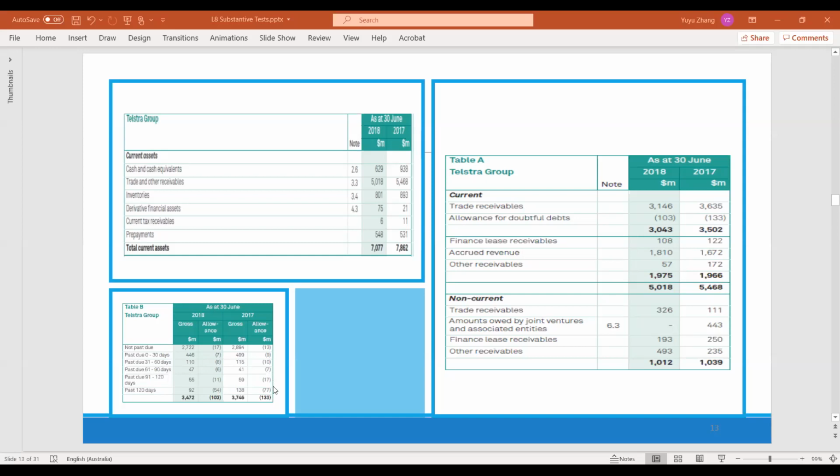54 on 92 versus 77 on 138. What's that? It's about 60%. It seems about 60% in both cases. Okay, so this one is the same in both cases, but what about this? So 55 and 59 for past due 90 days and also 120 days.